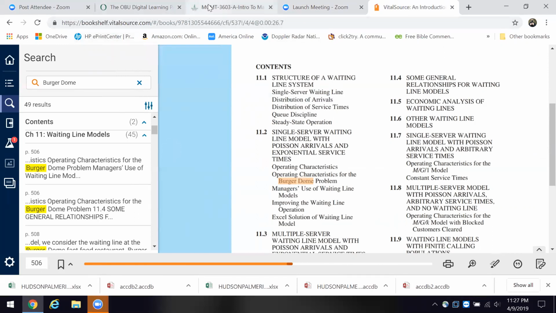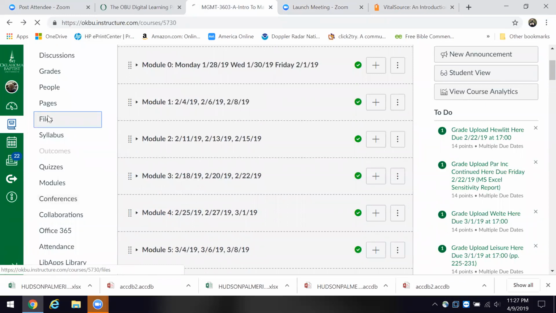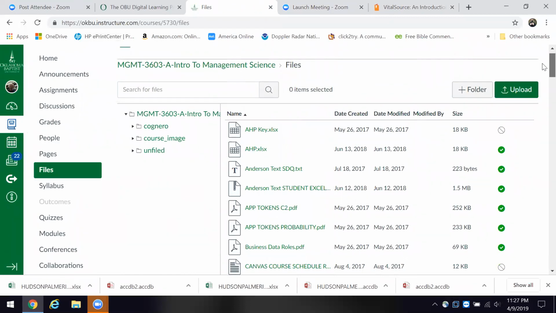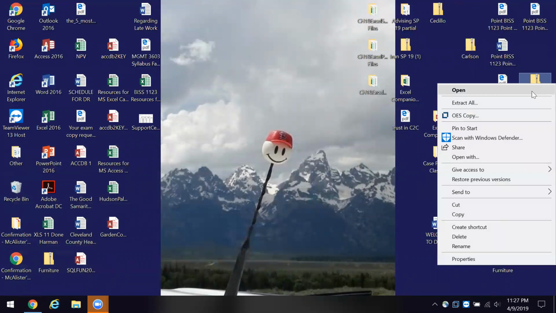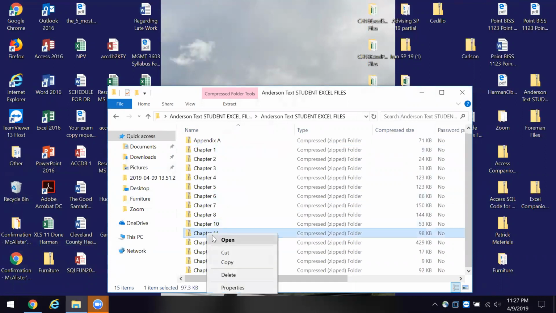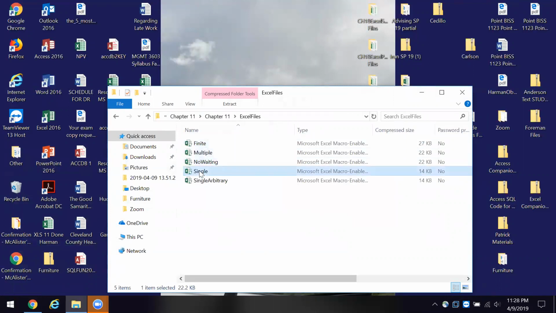If you go back into the files in Canvas, in the files section, look for the Anderson files, the student Excel files, and then go to Chapter 11, and you'll find the single. I'm going to grab it here, and here they are. And we'll just look at it. And this is the single. We looked at the single arbitrary last week, and this time look at the one called single.